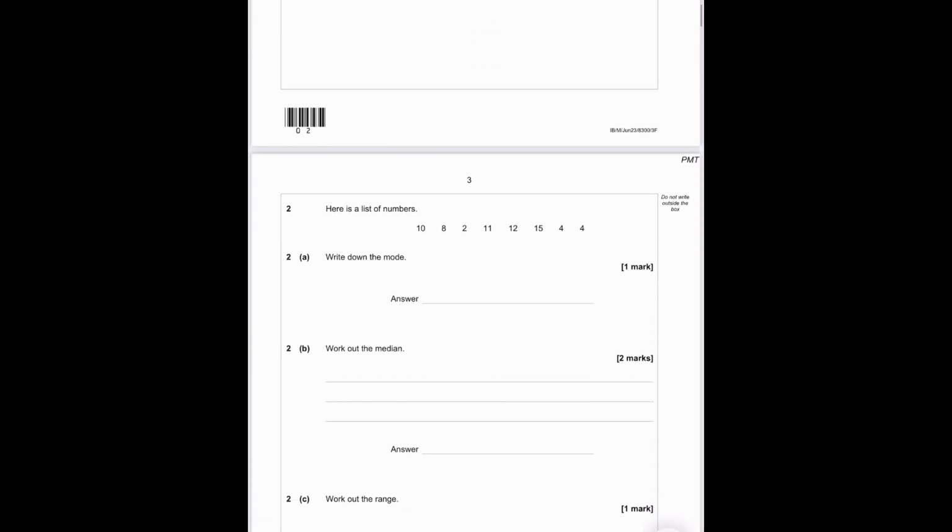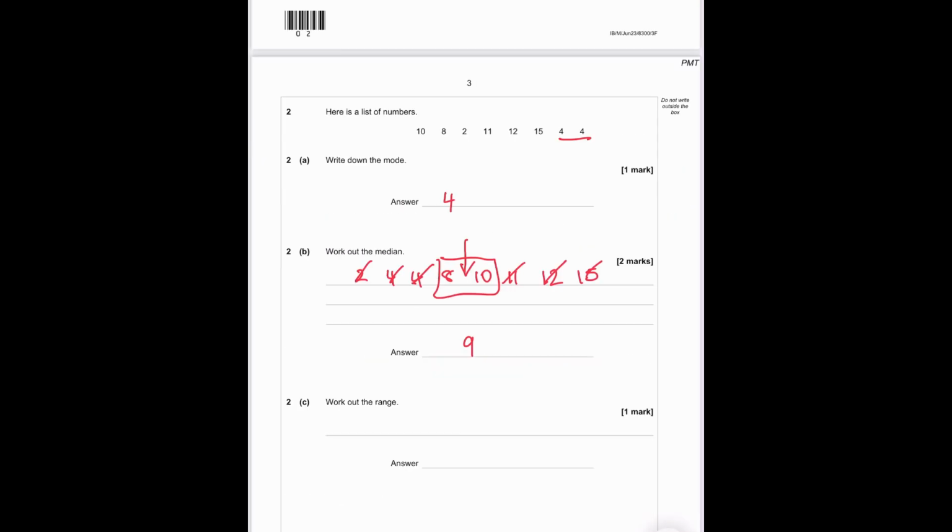Here is a list of numbers. Write down the mode. So the mode is the one that appears the most, so that is 4. The median, so we have to put these in order. So that's 2, 4, 4, 8, 10, 11, 12, 15. Cross out the first one and the last one, second from last. That gives us 2 in the middle, so the median is halfway between, so it is 9. Work out the range, so the range is the largest take away the smallest, so that's 15 take away 2 gives us 13.